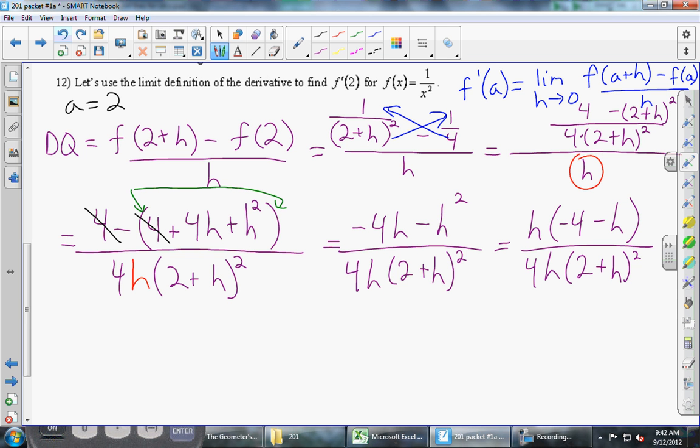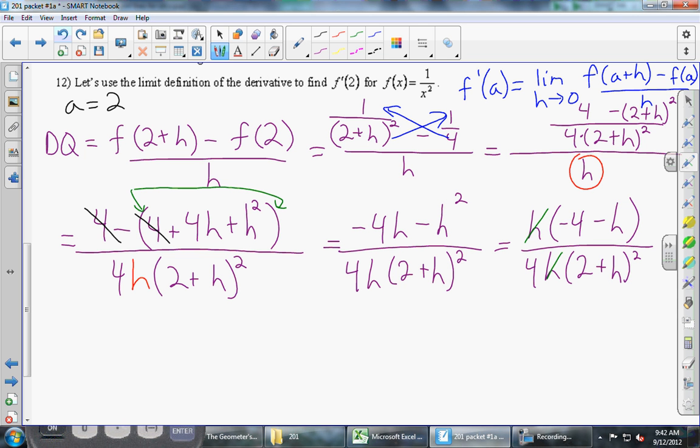What do we get to do? Cross off the h. We just won the game. That's the goal right there. As soon as you cancel that h, everything else is easy, but it's a long game you have to get through before you win.